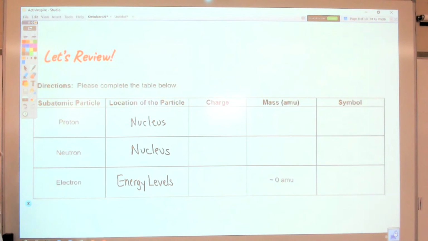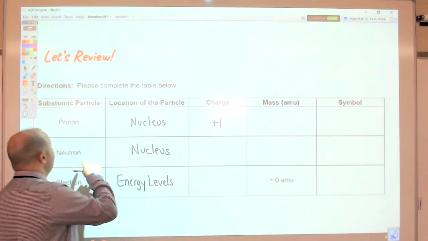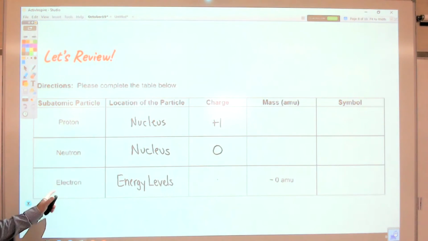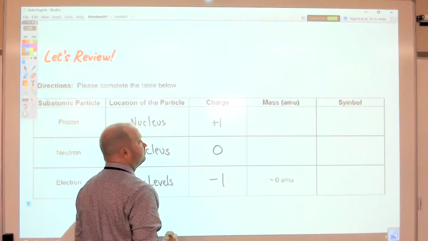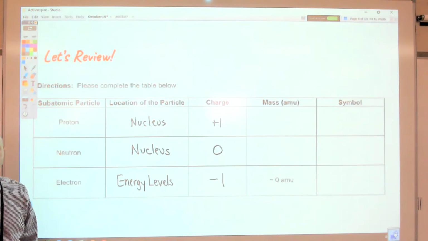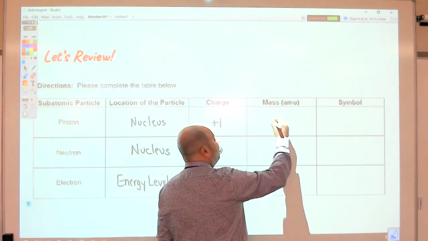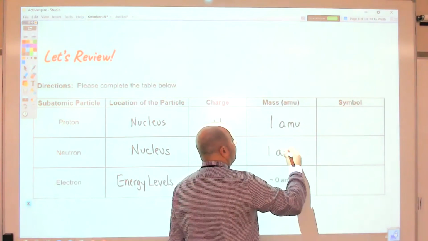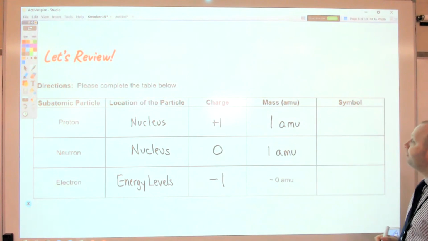Next, if we look at charge, the charge on a proton is +1. The charge on a neutron is 0 because it's neutral, and the charge on an electron is -1. The next part, the mass of a proton and the mass of a neutron are the same. They are about 1 AMU each.